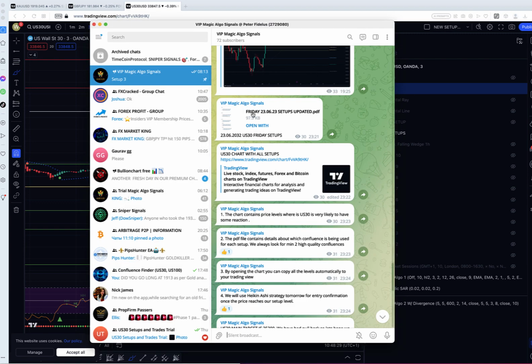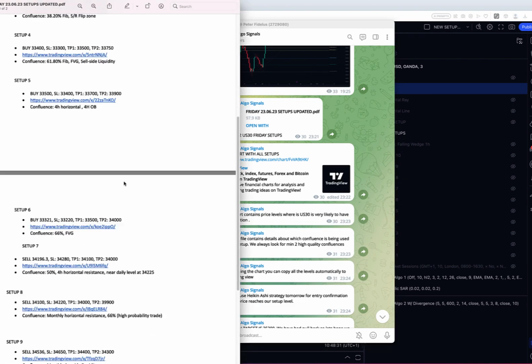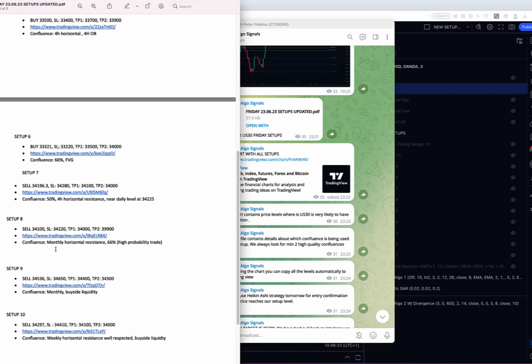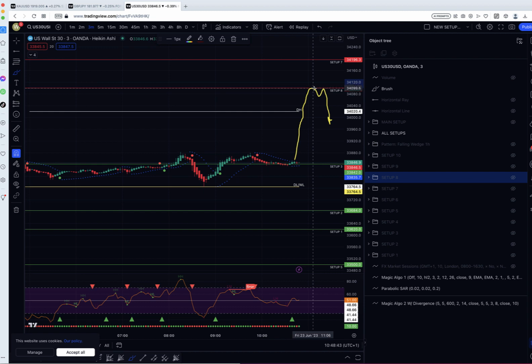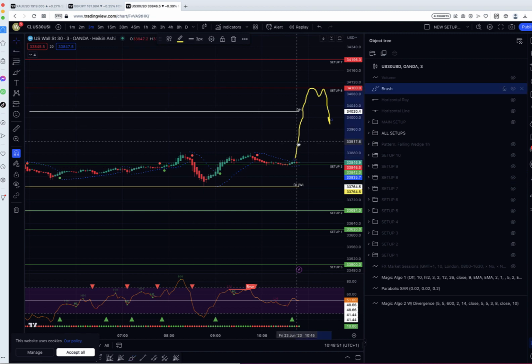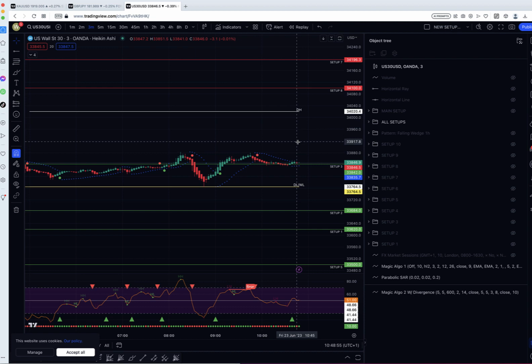What kind of confluence? I'm always looking for 2 high-quality confluences. We have a monthly horizontal. This is very strong, a very good setup. 66%. This is a high probability trade. So when the price reaches this level, there's a very high probability we have a rejection because of the monthly horizontal resistance, which is a very strong confluence. I'm always looking for 2 high-quality confluences, and that's the whole idea behind this one.